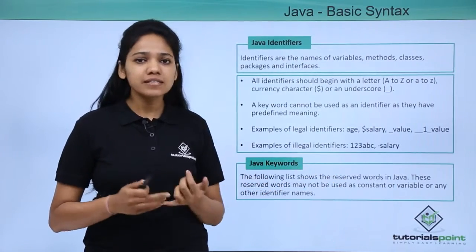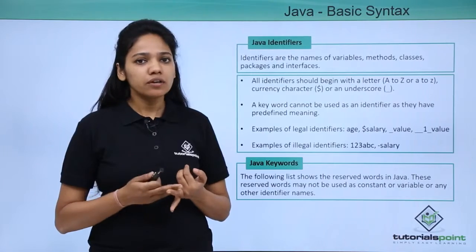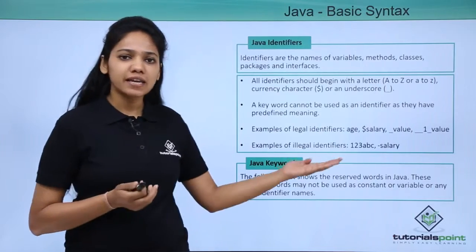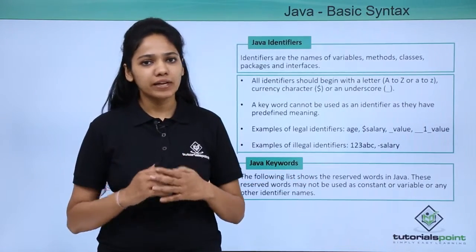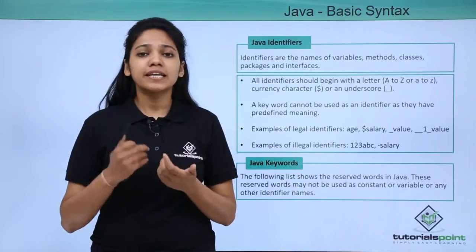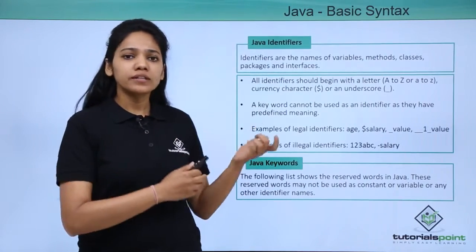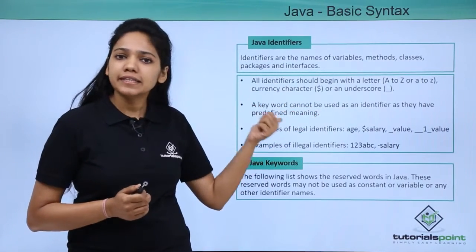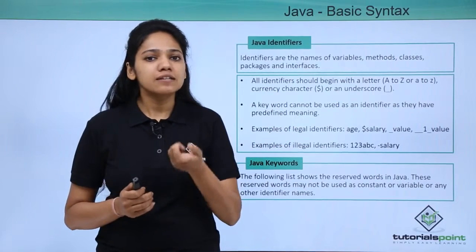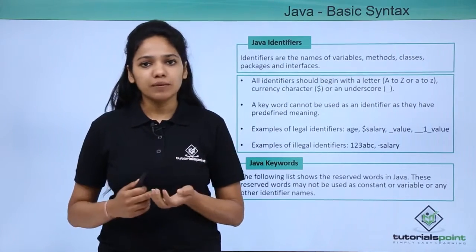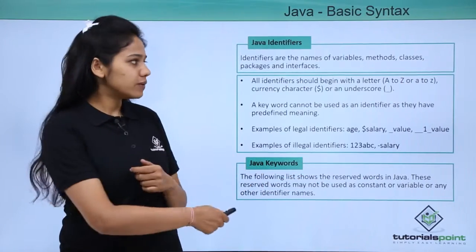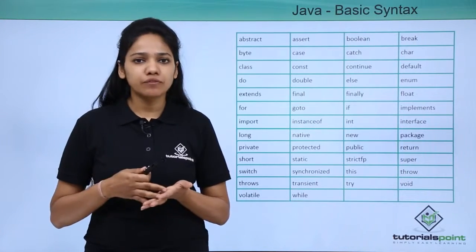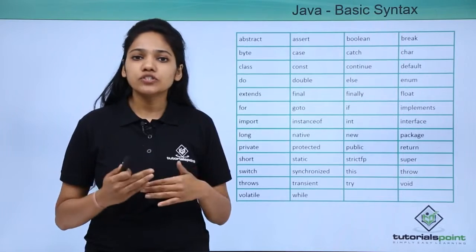What are legal identifiers? Those that start with a letter, an underscore or a dollar sign. Anything apart from that, like starting with a digit or a minus sign as given here, will be an illegal identifier. There are certain words that you cannot use as an identifier. And what are those? Those are called keywords. These keywords are nothing but words which have a predefined meaning in our programming language. Let us list some of these keywords. These are the list of keywords which have a predefined meaning in Java, and you cannot change the meaning of these keywords.